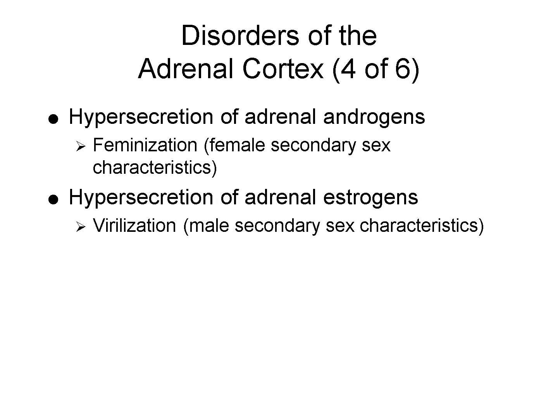Hypersecretion of adrenal androgens in females can lead to feminization, including breast enlargement and menstrual irregularities. Conversely, excess estrogens in males can cause viralization, or the appearance of male secondary sex characteristics like deep voice and increased body hair. These hormonal imbalances often result from adrenal tumors or congenital enzyme deficiencies, and they require thorough endocrine evaluation.